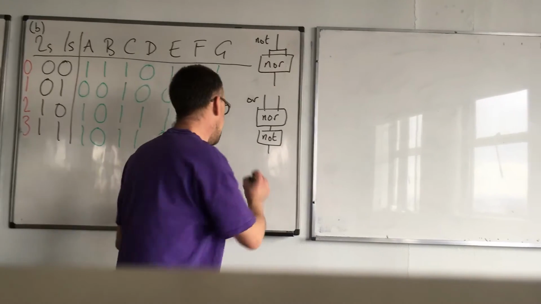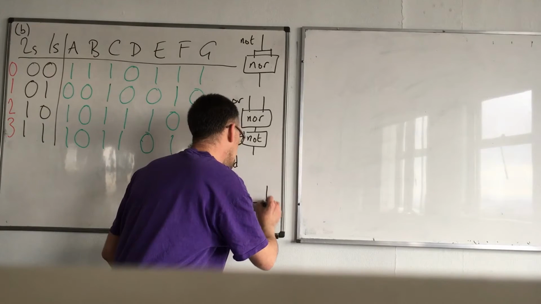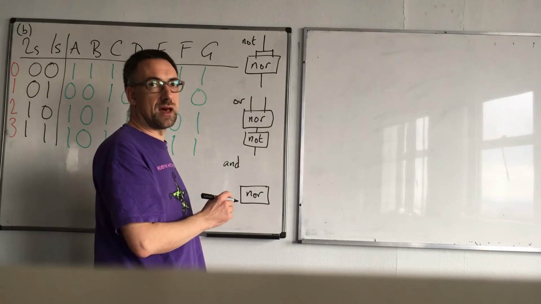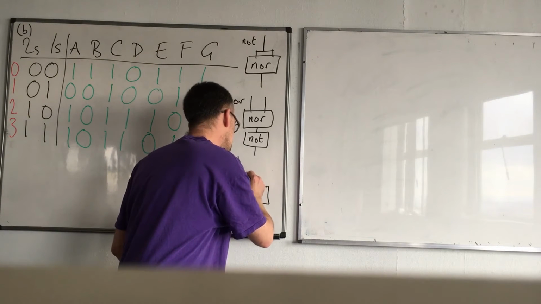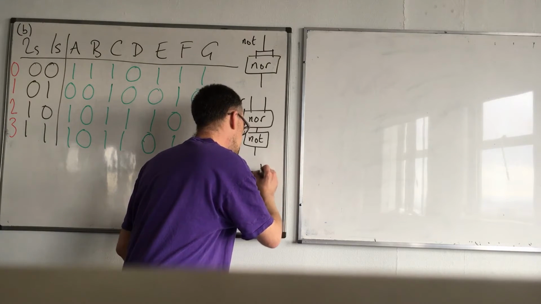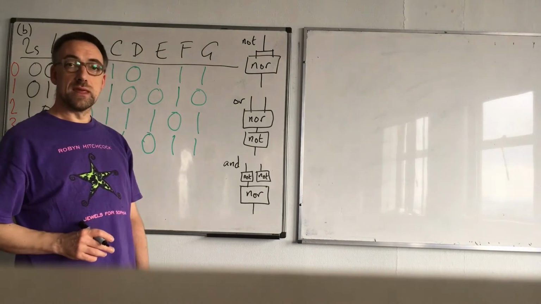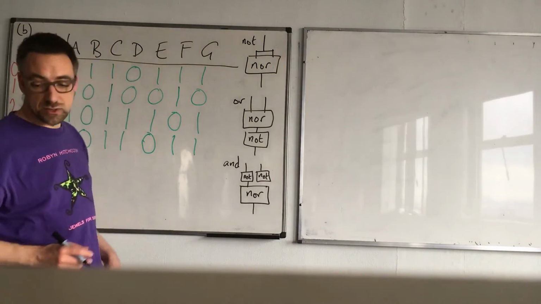And to make AND, well, to say that two things are true is to say that neither one nor the other is false. So we negate the inputs. And now we have AND, OR, and NOT. It should be much easier to build the circuits that correspond to our truth table.